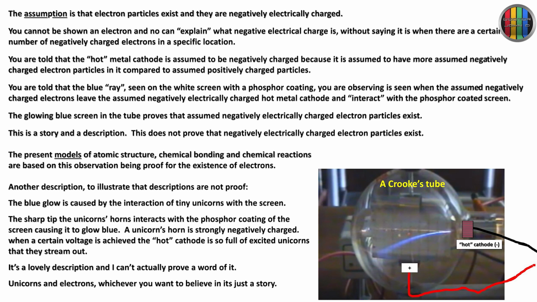The present models of atomic structure, chemical bonding and chemical reactions are based on this observation being proof for the existence of electrons. Another description, to illustrate that descriptions are not proof. The blue glow is caused by the interaction of tiny unicorns with the screen. The sharp tip of the unicorn's horns interacts with the phosphor coating of the screen, causing it to glow blue. A unicorn's horn is strongly negatively charged.